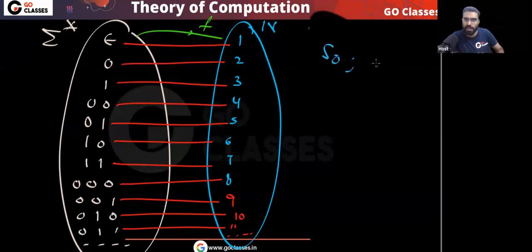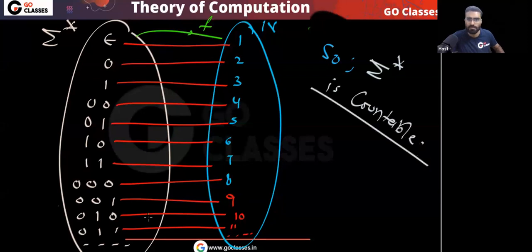So the set of all finite length binary strings, sigma star, is countable. That is countable. Very simple, because there exists a bijection. Now this we have seen.